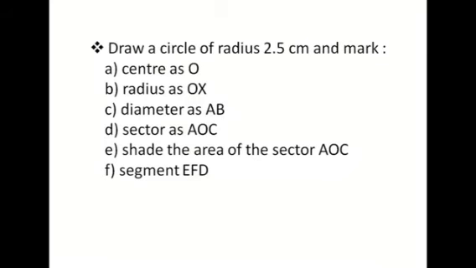Look at the next question. Draw a circle of radius 2.5 centimeter and mark center as O, radius as OX, diameter as AB, sector as AOC. Shade the area of the sector AOC, and the final one is segment EFD. So first you have to draw a circle of radius 2.5. So let's start.